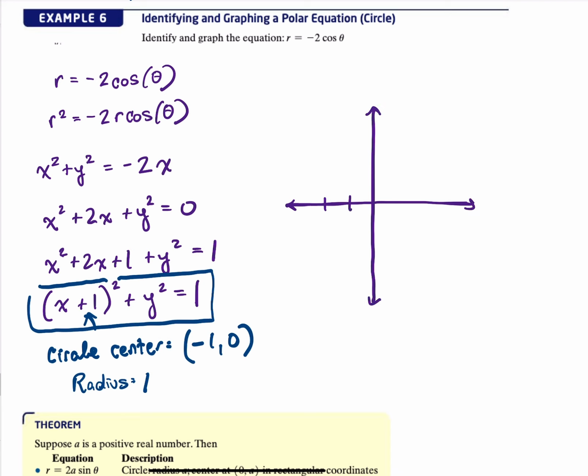I need to go out at least to 2. I'll go out to 3. So centered at -1, it has a radius of 1. So it should go a distance of 1 unit above and below that center point. So if we have something like this, it involves the cosine, we should see a circle that appears to the left or to the right of the y-axis. Just some general patterns here.